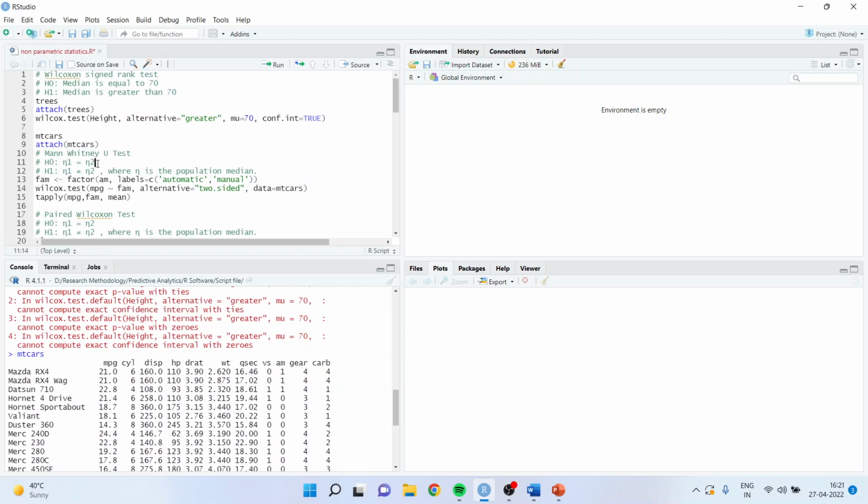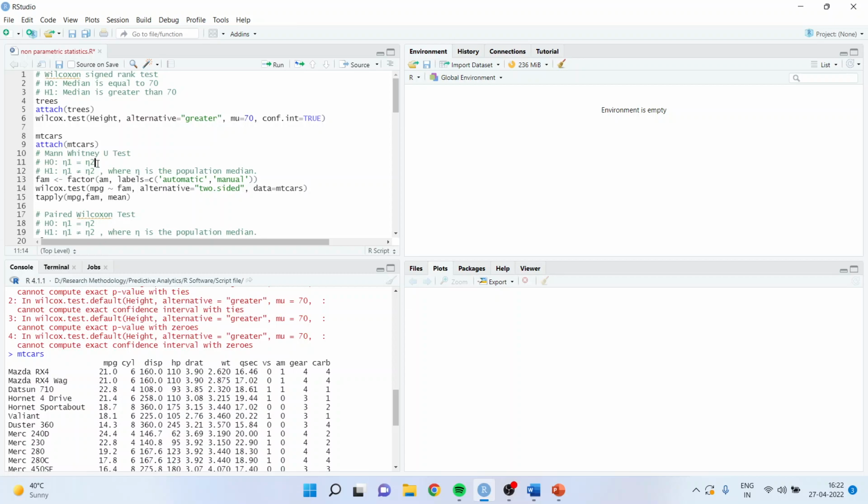So my null hypothesis is there is no significant difference in the mileage of the cars according to the automatic and manual transmission. The alternative is there is a significant difference, where eta is the population median.